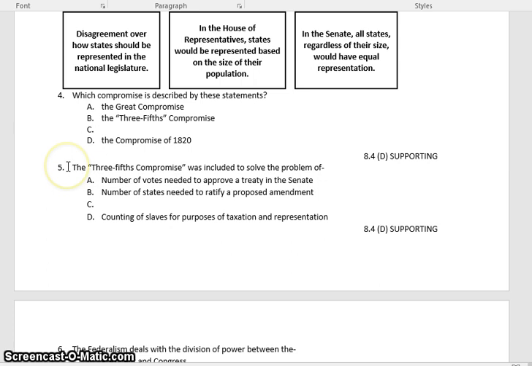Number 5. The 3/5 Compromise was included to solve the problem of A, the number of votes needed to approve a treaty in the Senate. B, number of states needed to ratify a proposed amendment. Or D, counting of slaves for purposes of taxation representation. 3/5 Compromise. What does that have to do with?